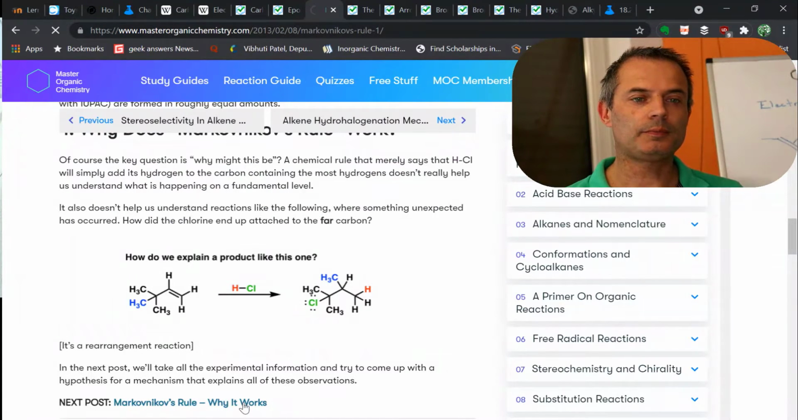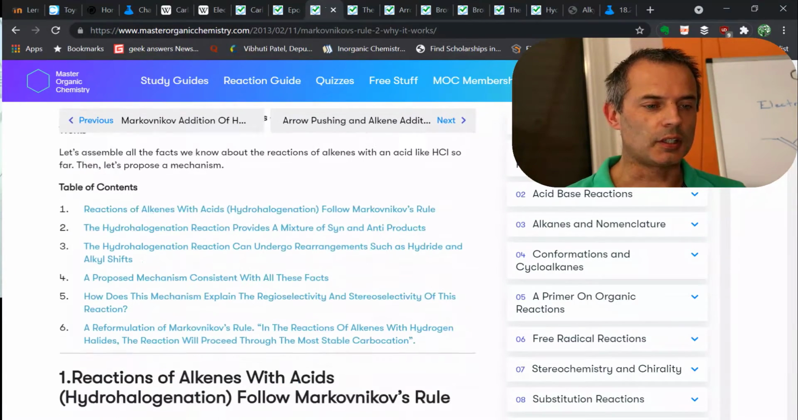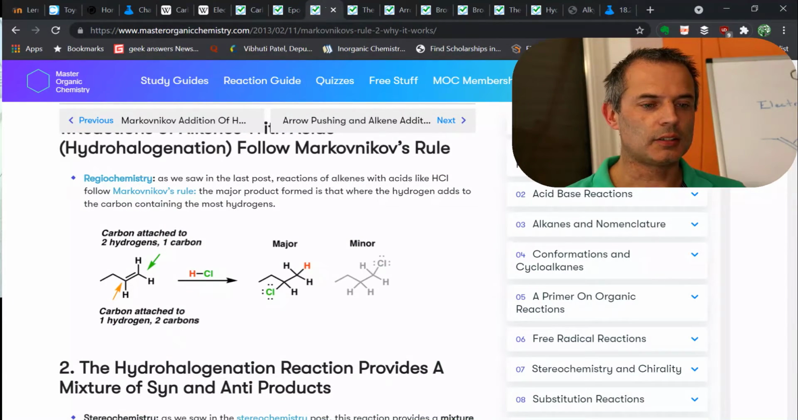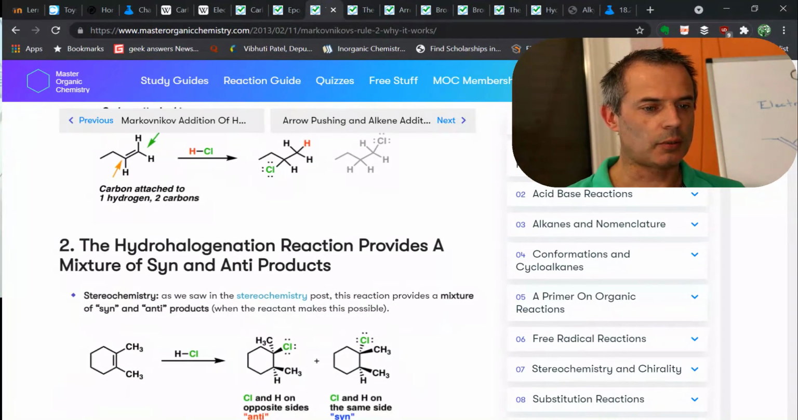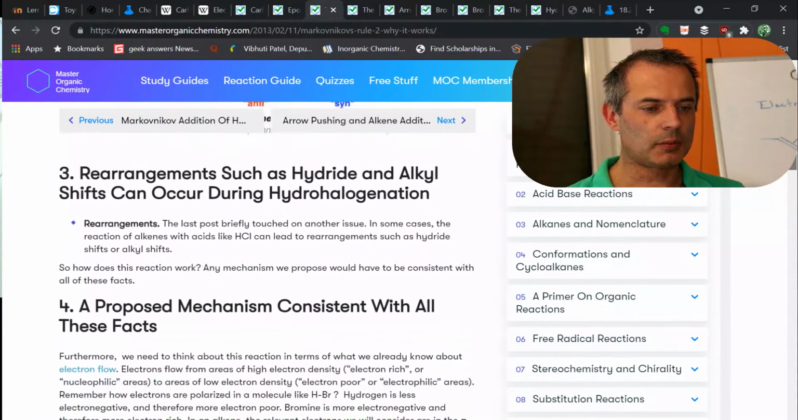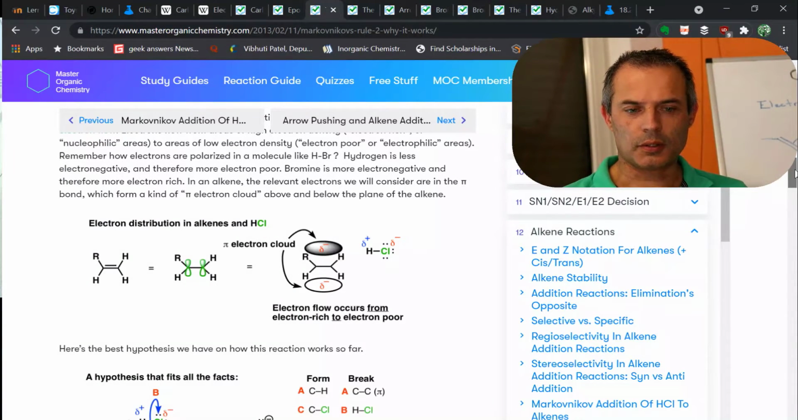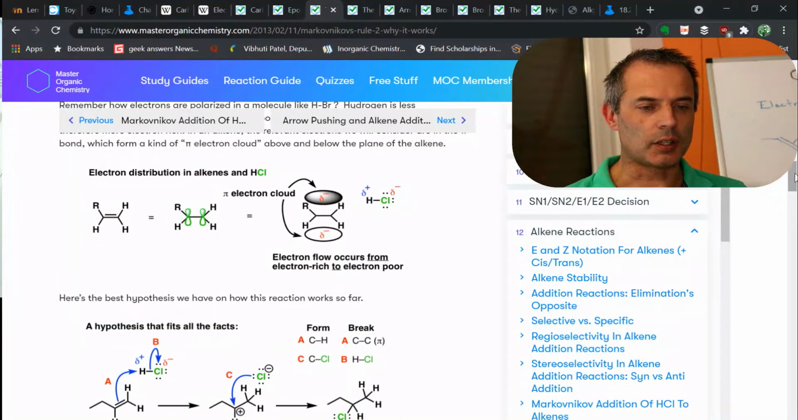Let's have a look. So this is the mechanism. I've already explained that. So the mechanism is that the hydrogen adds first. No, it's all just recapping at the moment. Here's the mechanism.